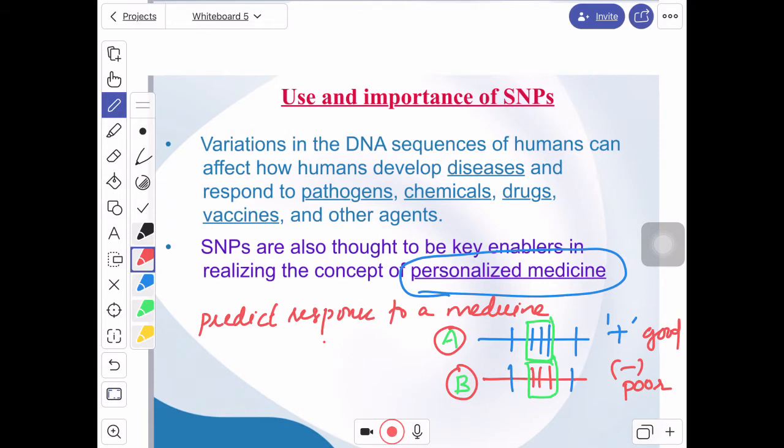Now, if an individual is going to be given medicine, before that we can easily check his SNP profile and compare it with these two kinds. If his SNP matches with A, that medicine will give good efficacy. If it is with B, it will not show good efficacy. So in this way, SNPs help in clinical trials, or help in making the concept of personalized medicine.